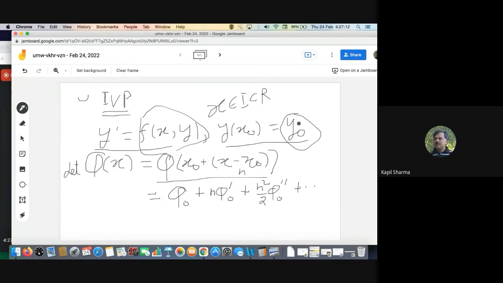What is phi 0? Phi 0 is y 0. Yes, sir, the initial value, and it is known. So I have written phi 0 is equal to y 0 plus h times phi 0 prime. What is phi 0 prime, or phi prime 0? Anybody can tell?